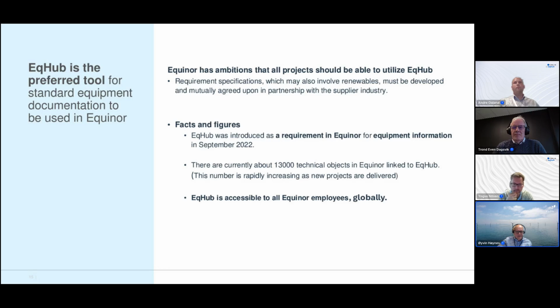And since EqHub was introduced as a requirement in Equinor for equipment information in September 22, up till now there are more than 13,000 technical objects in Equinor that are linked to EqHub. And this number is rapidly increasing as new projects are delivered. And we monitor how many contractors, projects and suppliers can use, find and reuse EqHub ID in a project.